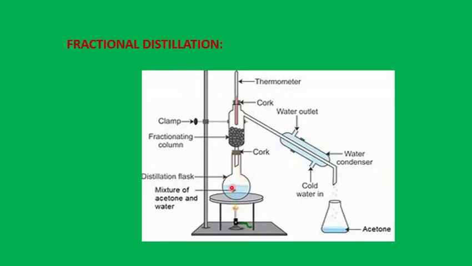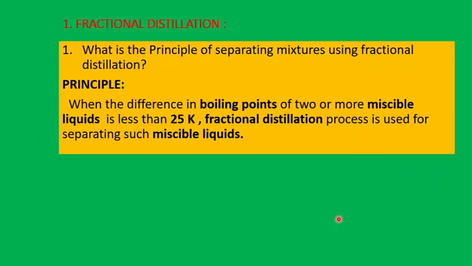If there is more than one miscible liquid, two or more, 3 or 4, this method can be used, and one by one the different components of the mixture can be collected based on the boiling point. Now, what is the principle of fractional distillation? Fractional distillation is used when the difference in the boiling points of two or more miscible liquids is less than 25 Kelvin, and the fractional distillation process is used for separating such miscible liquids.